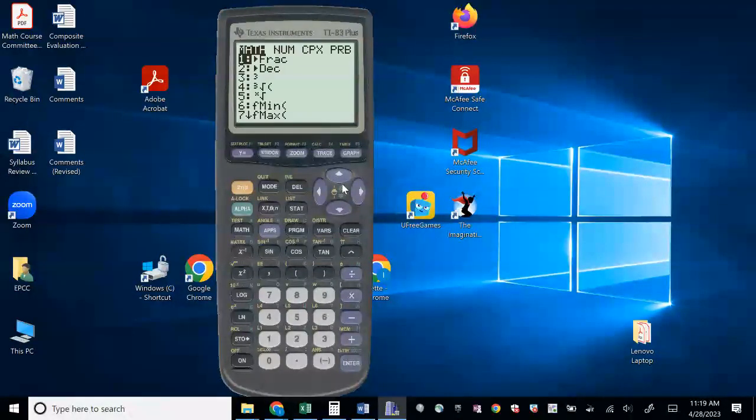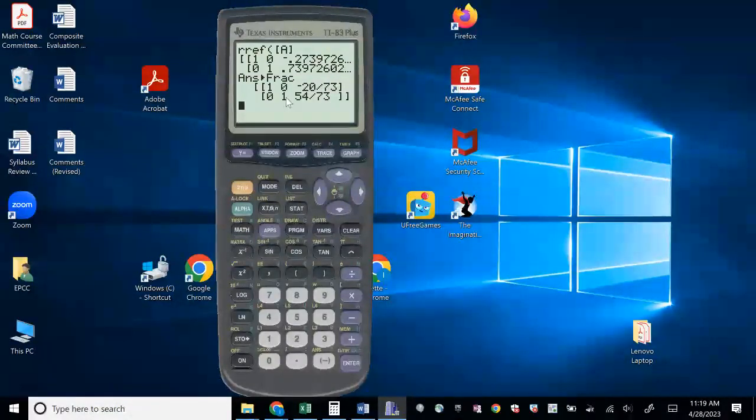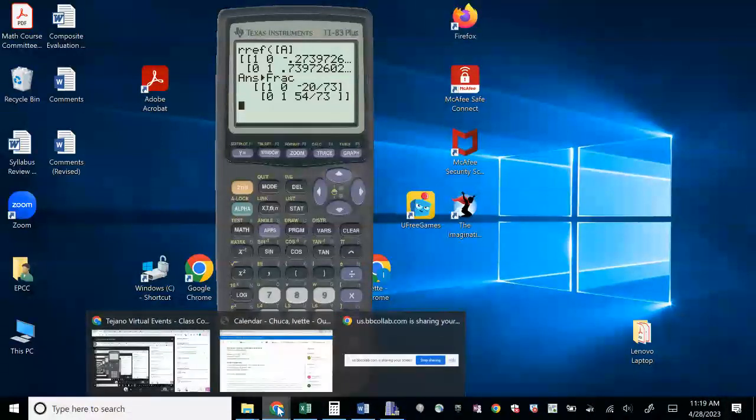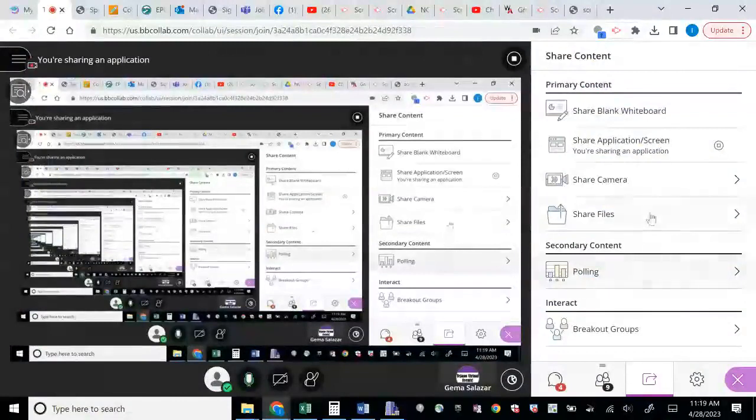and I'm going to press fraction. Then what this tells you here, notice your identity matrix is here, and then it gives you the solution. So x is equal to -20/73, and y is equal to 54/73. Okay, so in a little bit, we can talk about this in more detail. Let me go back to the presentation.